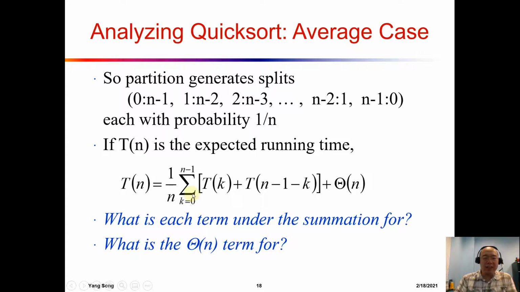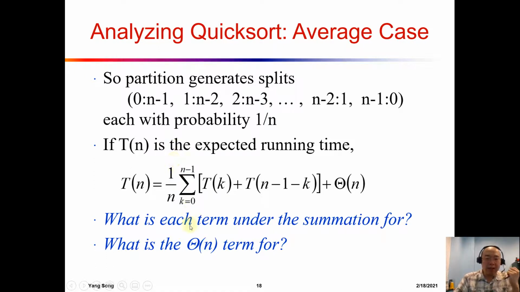So for the Tn now, if we only consider one of the partitions, that will be Tk on one side if we have k values on one side, and then T(n-1-k), that is how many values are on the other side. However, this k can be any value from 0 to n-1. So we want to use sigma to add all the possible partitions together, and remember, for each partition, the probability will be 1 divided by n.